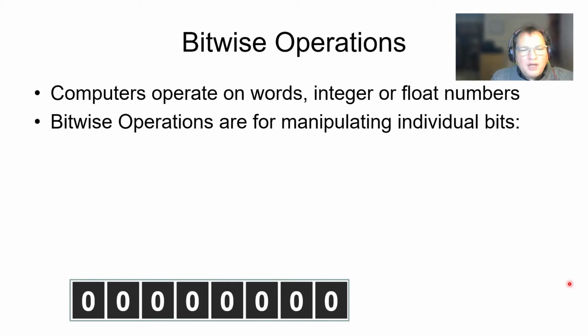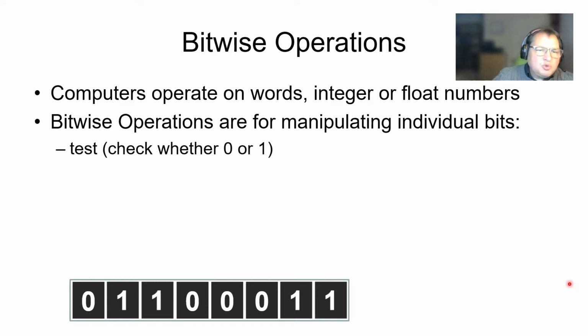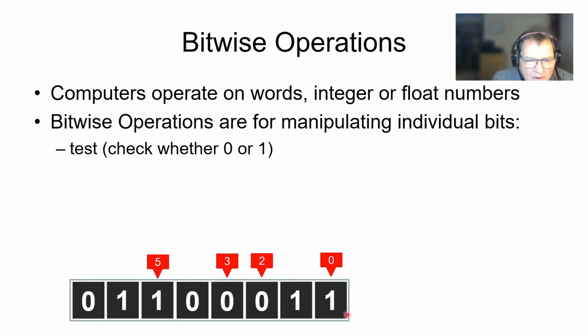Let's imagine that we have an 8-bit register, and let's store an example number in this register like this: 01100011. So the first operation that we already know about is the test. Check whether a particular bit has a value of 0 or 1. And let's imagine that we do it for 4 different bits at a time: the bit number 0, the bit number 2, the bit number 3, and the bit number 5.